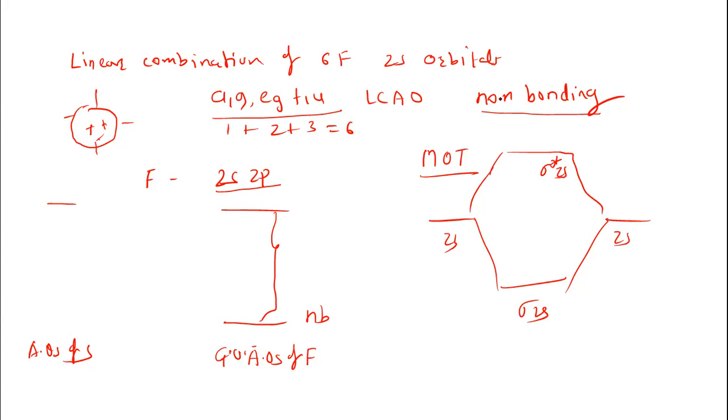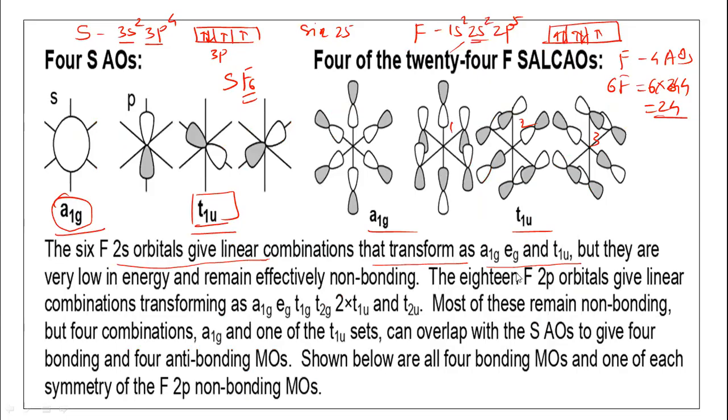So how many non-bonding orbitals are here? 6. Which are they? A1G, EG, T1U remain as non-bonding. Remember this. These remain as non-bonding because they are very low in energy and remain effectively non-bonding. Remaining now, out of 24, 6 will remain non-bonding.